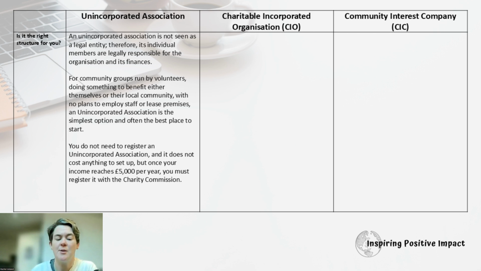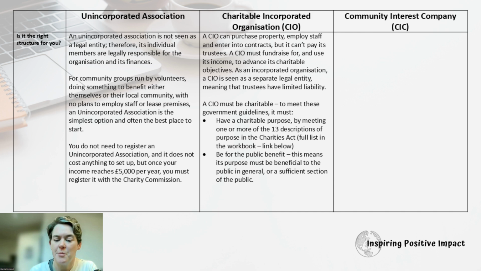You don't even need to register an unincorporated association at the beginning, and it doesn't cost anything to set one up. But once your income reaches £5,000 per year, you must then register it with the Charity Commission. A CIO can purchase property, employ staff and enter into contracts, but it can't pay its trustees. A CIO must fundraise for and use its income to advance its charitable objectives.